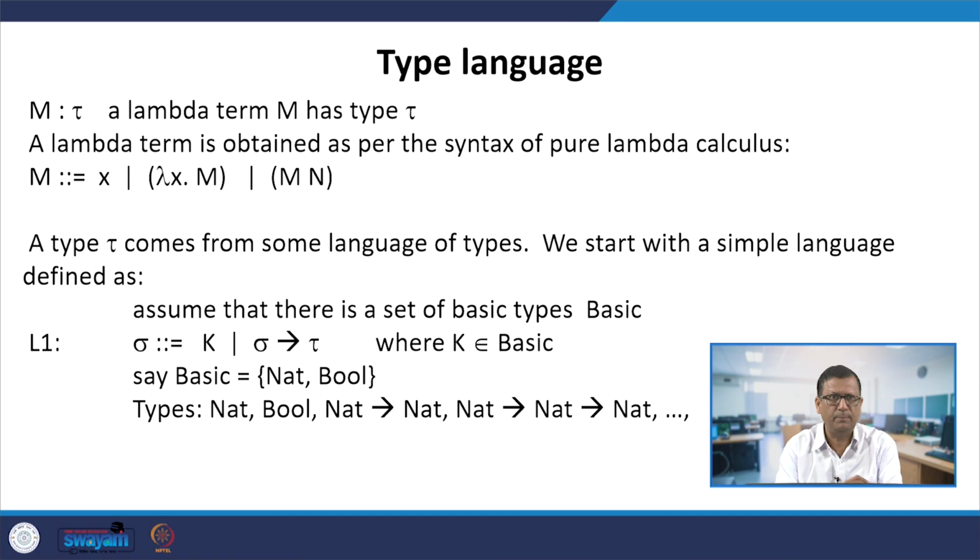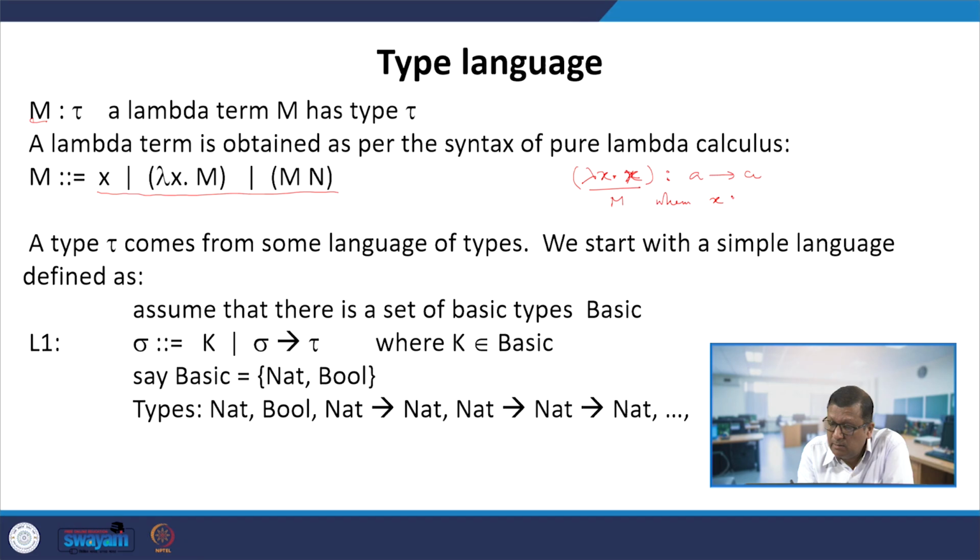Now, we discuss the type language. Recall the notation m colon tau, this means lambda term m has type tau. This term m is coming from the grammar of pure lambda calculus. So, we can have lambda x dot x, lambda x dot lambda y dot x and so on. This will be the m. Now, we are assigning a type tau to m. So, say for example, we write lambda x dot x, this is our m. This whole m has a type, we discussed that it will be of type a arrow a, when x has type a.